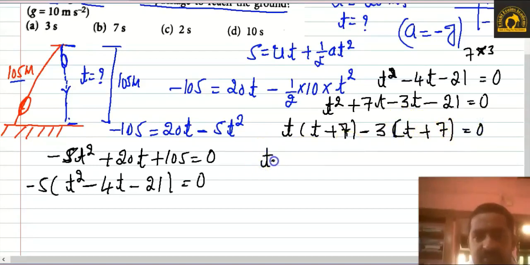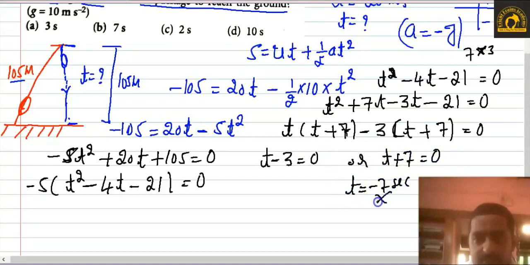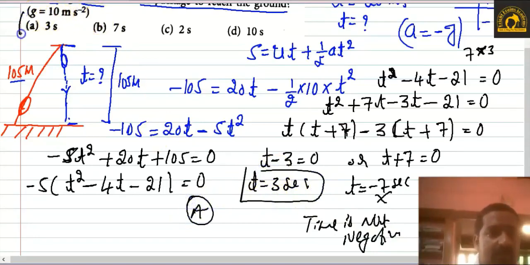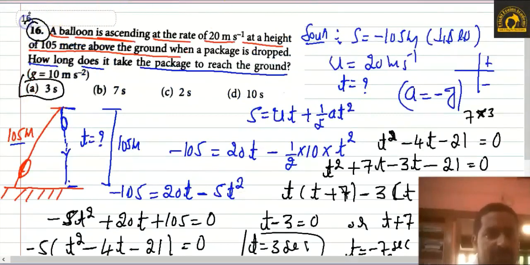Then the answer is t minus 7 is equal to 0, or t plus 3 is equal to 0. So t is equal to minus 3 is not possible. The time is not negative. Then the time t is equal to 7 seconds. So that is the answer. Option A is the correct answer for this question. That is question number 60.